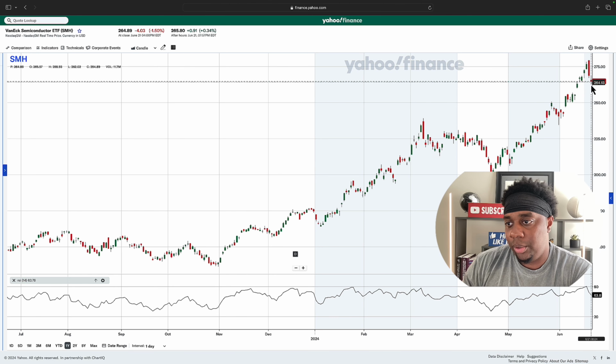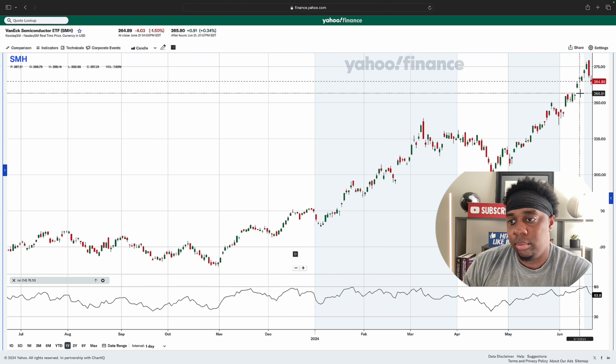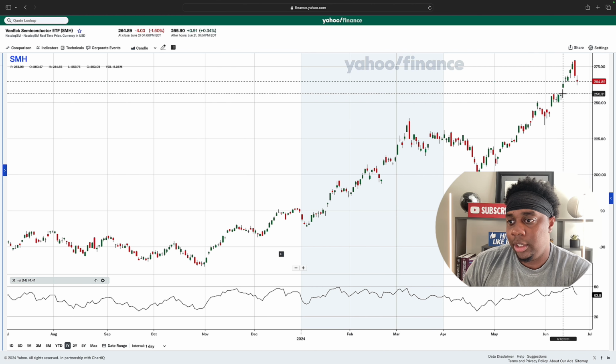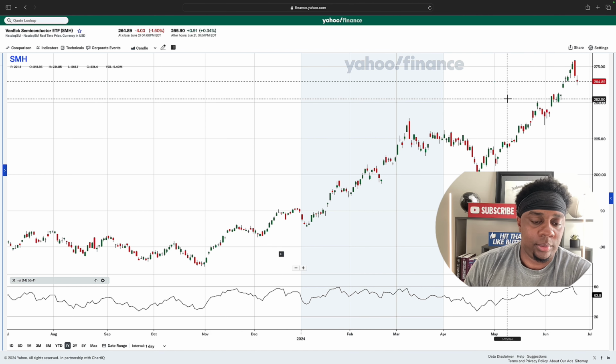So who knows, maybe, you know, SMH is right here at 264. Maybe this 256, 257 level may be a target. Who knows, somewhere in this 259 to 257 may be a target for this stock, but we'll see.